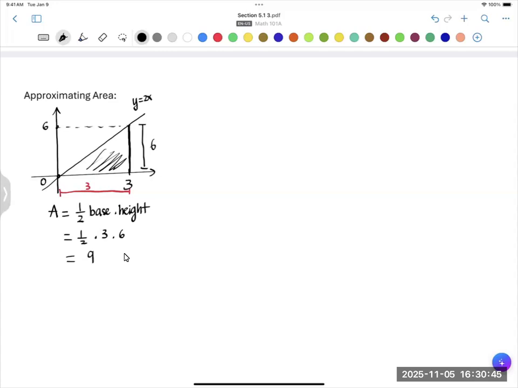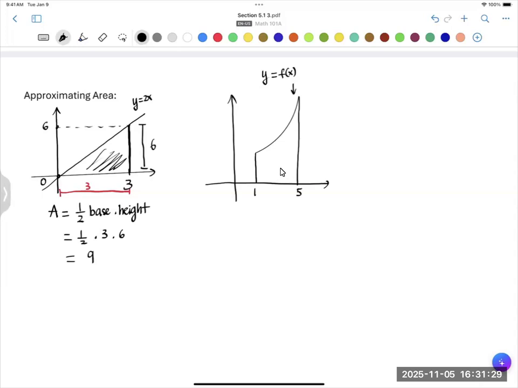Okay, so this is a regular shape, and we can use a geometry formula to find the area. But let's say the shape is not regular, but something like this. Then how do I find the area? Let's say this is the function f of x, y equals f of x, and I want to find the area from here to here. Then how would I find the area? We won't have a geometry formula for some irregular shape, so we cannot use geometry. The only way to find the area is to use calculus.